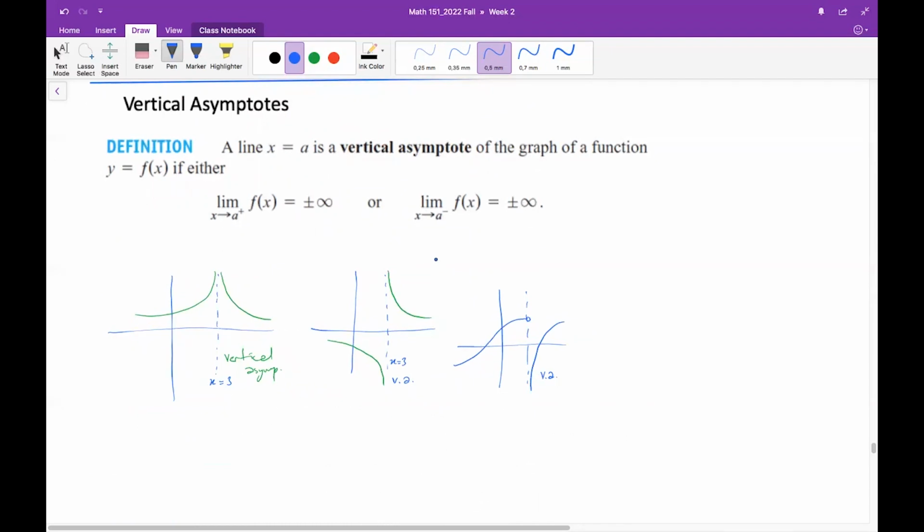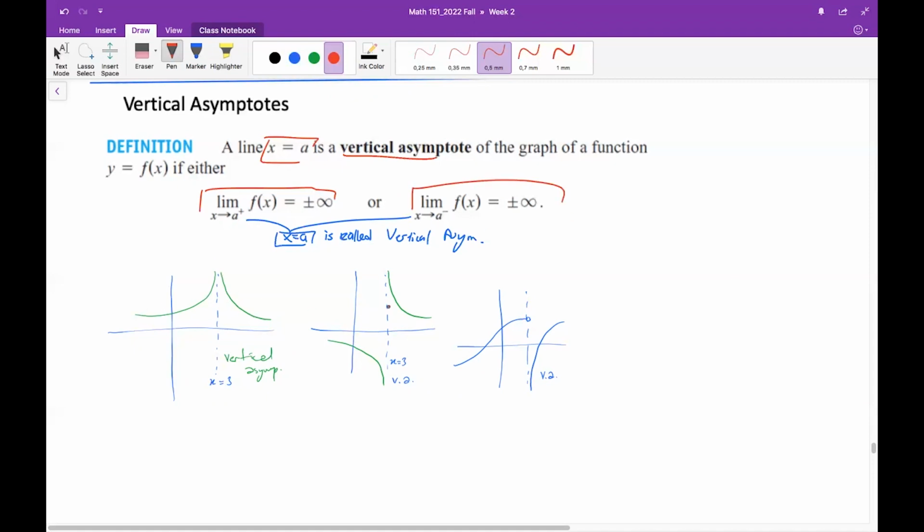So what's the vertical asymptote? If your function behaves as plus or minus infinity around some finite real number a, then this line x equals a is called a vertical asymptote. Okay, let's highlight also the formal definition. x equals a is a vertical asymptote if around a, from the right or from the left direction, your function gets really big or really small numbers, like plus or minus infinity.